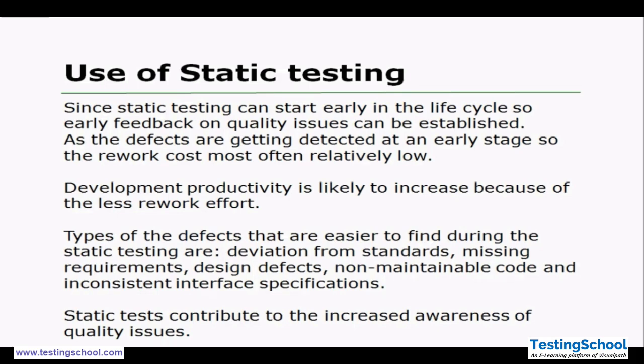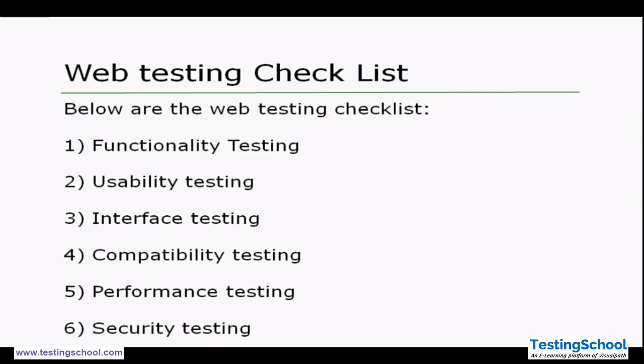So in this session we have seen static testing, dynamic testing, and the advantages and disadvantages of both kinds of testing. In this session we are going to see what the web testing checklist is, and why we need manual testing and why we need automation testing. So let's start with the web testing checklist. The web testing checklist should include functionality testing, usability testing, interface testing, compatibility testing, performance testing, and security testing.